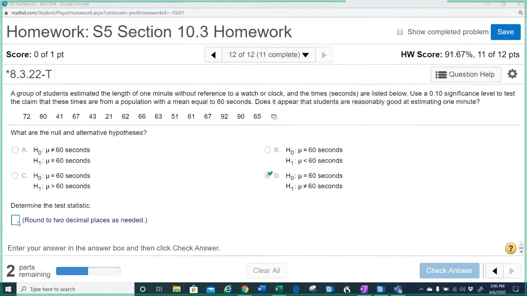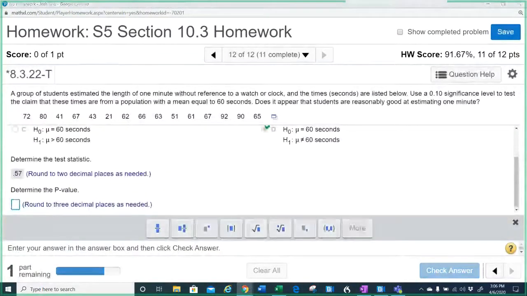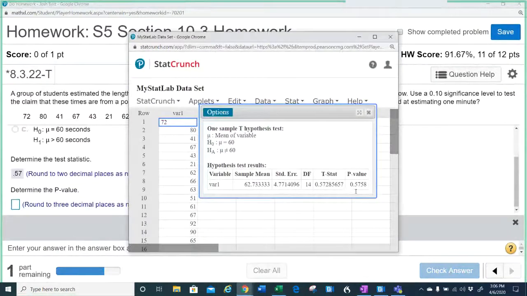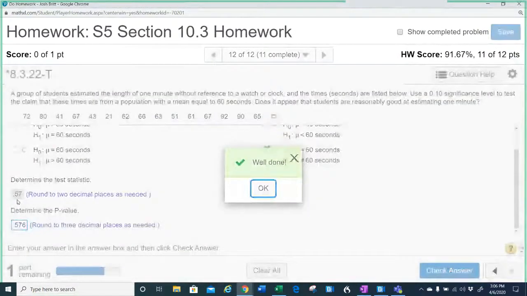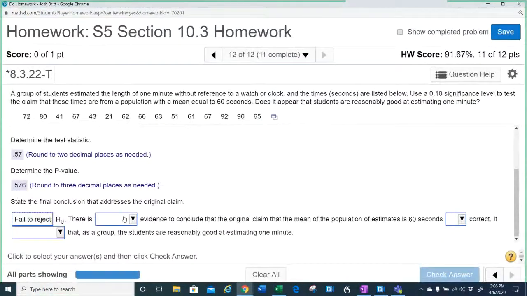The test statistic is 0.57. P-value, 0.576. Large p-value, so fail to reject. There is not sufficient evidence, and fail to reject, it does appear that the group is reasonably accurate at estimating when 1 minute goes by.